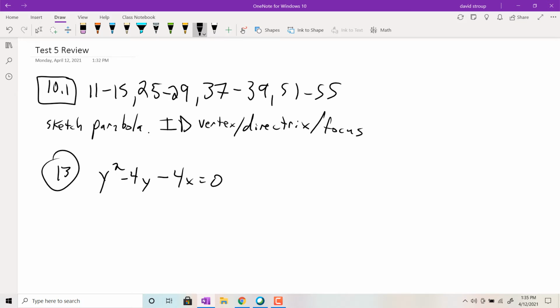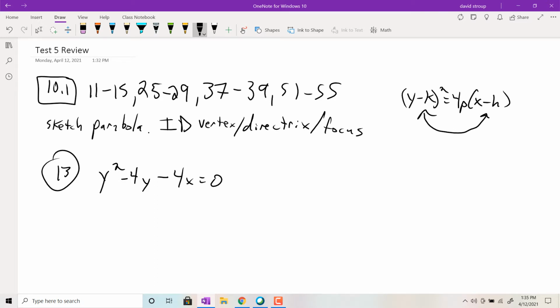y is squared, so you know it's going to be like a sideways facing parabola. The standard form, it's either going to be y minus k squared equals 4p times x minus h, or with the x minus h and the y minus k reversed. Okay, so those components can be kind of reversed.